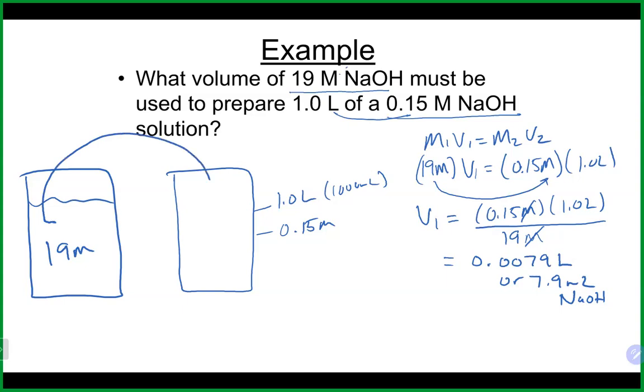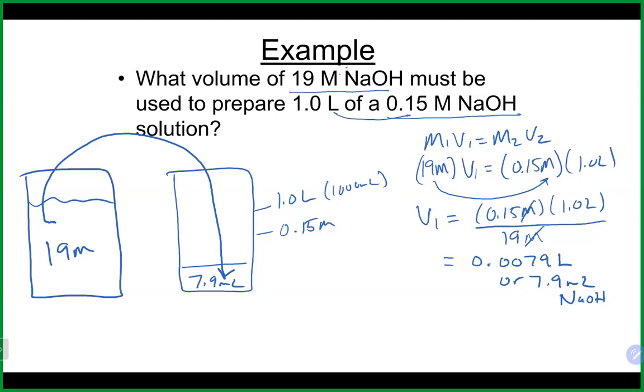I'm going to take out 7.9 milliliters. Now, in this case, would I put in there 1,000 milliliters of water to get me to 1 liter? I would not, because if I put 1,000 milliliters of water, my total volume at that point would be like 1,007.9 milliliters, which is too much, and my molarity would not be 0.15.